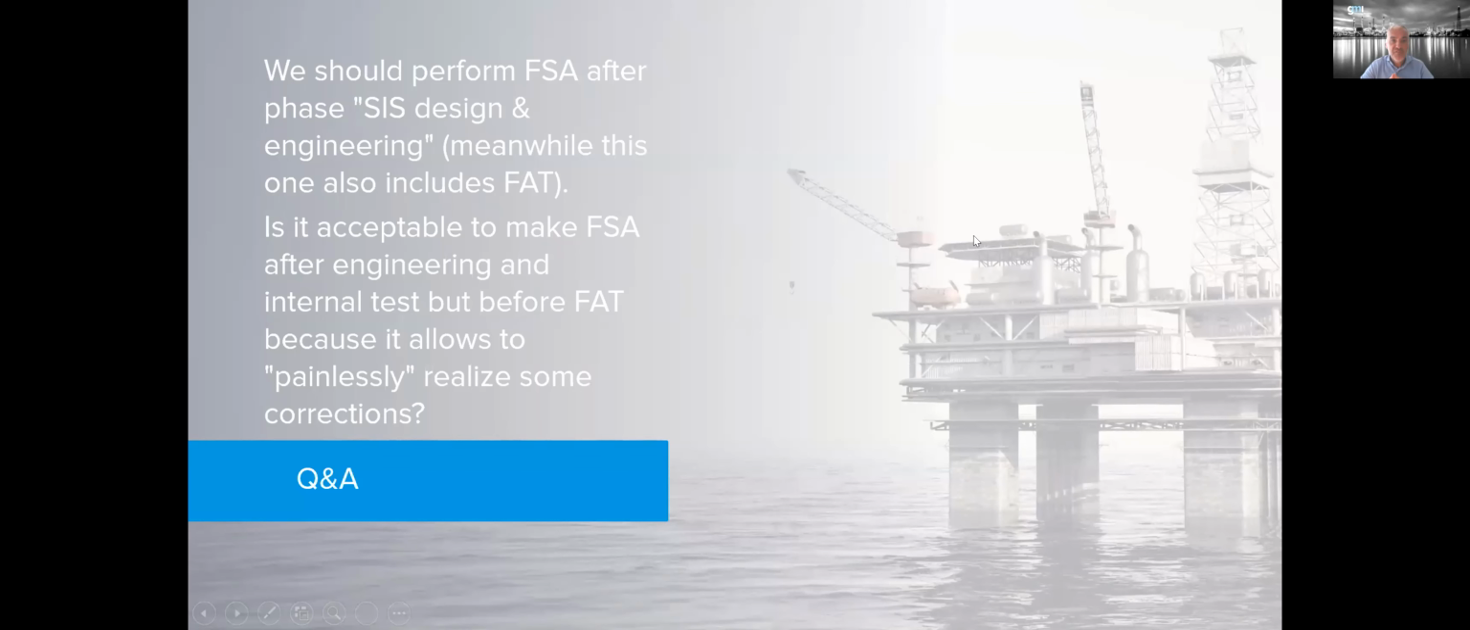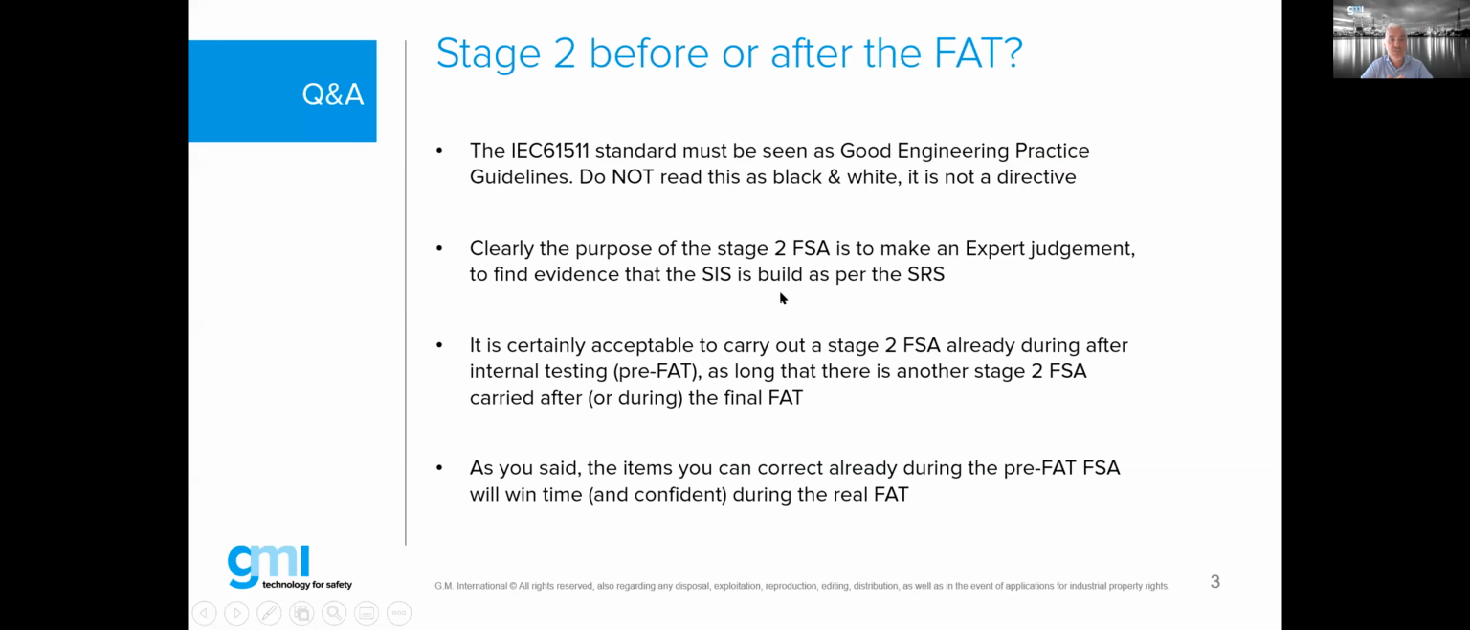Okay. We should perform functionality assessment after the phase of system design and engineering. Meanwhile, this one also includes the FAT. Correct. Is it acceptable to make the FSA, the functional safety assessment, after engineering and internal test before the FAT, because it allows to painlessly realize some corrections? Okay, I think I remember that question.